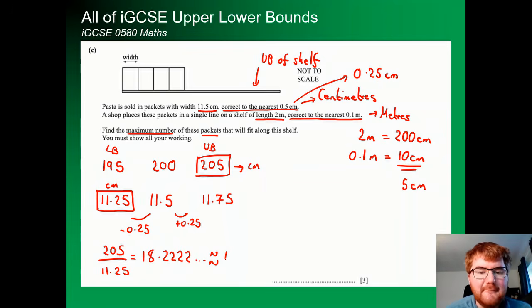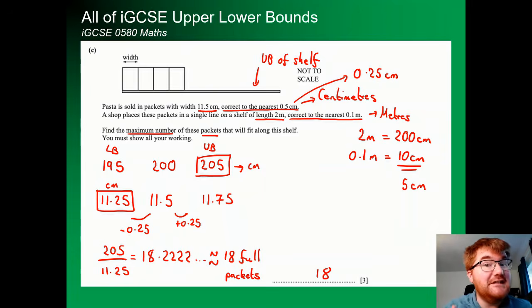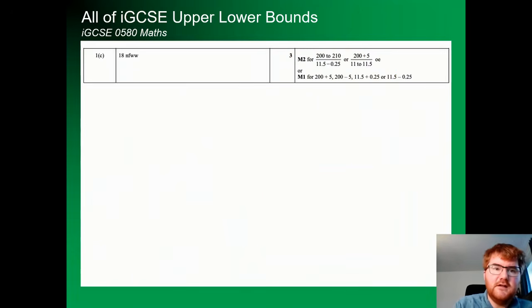Well, we get 18 full packets that actually fit on our shelf. So our final answer here is going to be equal to 18. Because the 0.222 packets, again, 19 won't fit on the shelf, but 18 certainly will. So you can check your answer. Again, the NFWW is there. Be aware on upper and lower bound questions. That appears on a lot of different mark schemes.